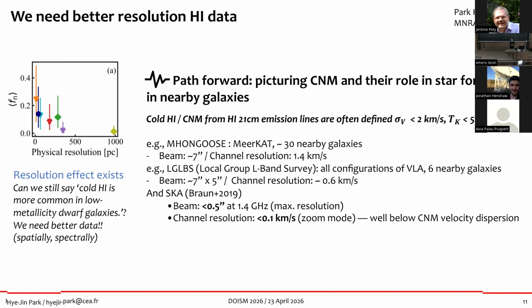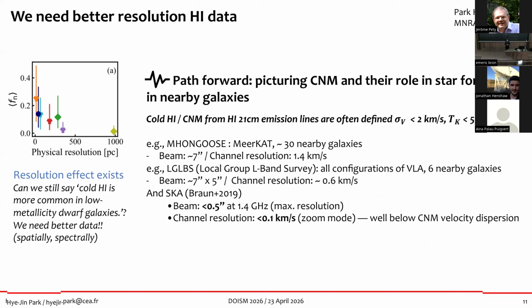So the conclusion of this project is actually we need better data. So there is a resolution effect. We have tested by degrading the resolution of one data cube into a coarser resolution, and then seeing if there is a trend of narrow fraction with the resolution. There is a correlation, a mild correlation, but we can still probably say that dwarf galaxies have more narrow fraction or cold H1, but yes, we are very limited by the sample and the data itself.